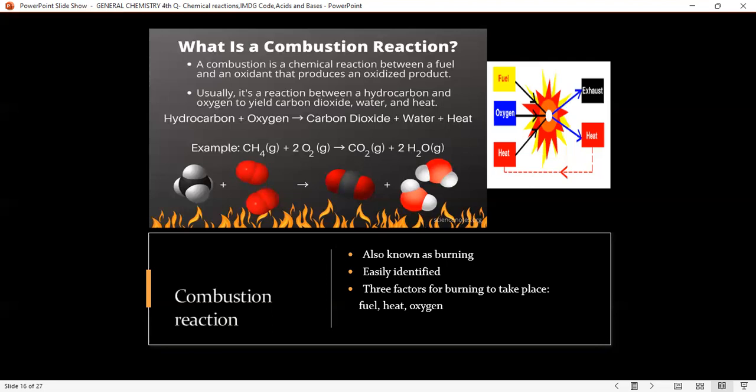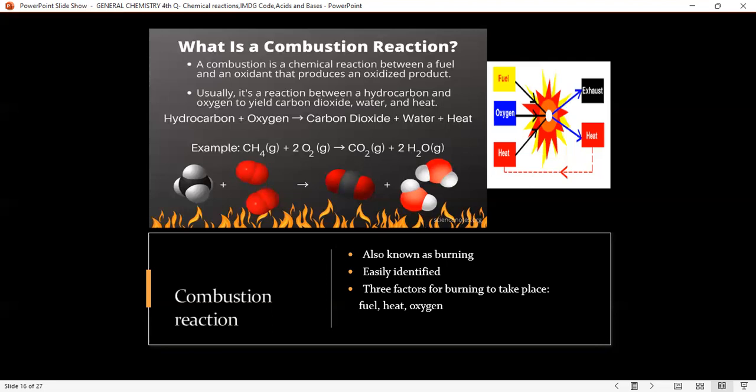For example, we have CH4, this is methane. This is a gas. And we also have oxygen, which is also a gas. Now, when they are interacting with each other, the reaction of combustion will occur, and it will yield CO2, which is a gas, carbon dioxide, and also H2O, which will be water vapor, the gaseous form of water.